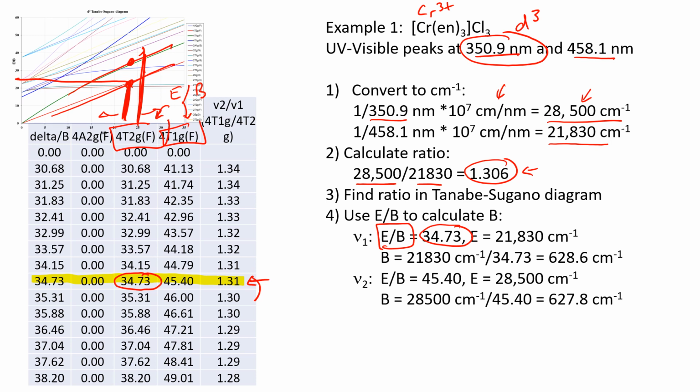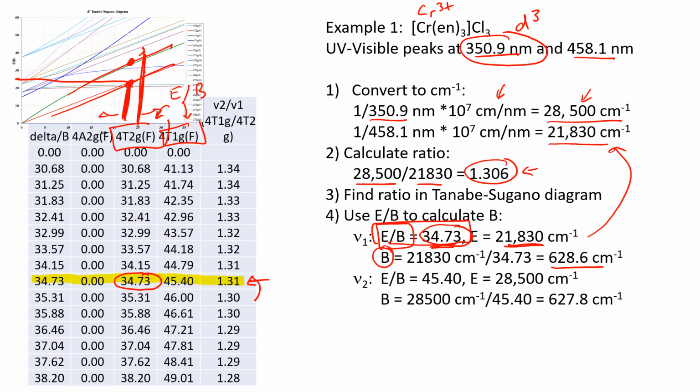What we know is E over B is equal to this number, and we also know that E, the energy itself, is the same as what we calculated a bit ago. That's just this answer for our lower energy transition, 21,830. So if you rearrange that to solve for B, B is equal to 21,800, the energy, divided by this ratio, 34.73. It's just a rearrangement of this little equation right here. So our answer we get is 628.6 inverse centimeters.